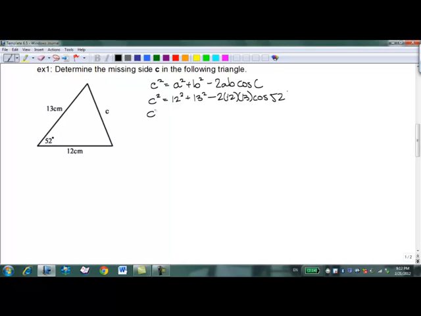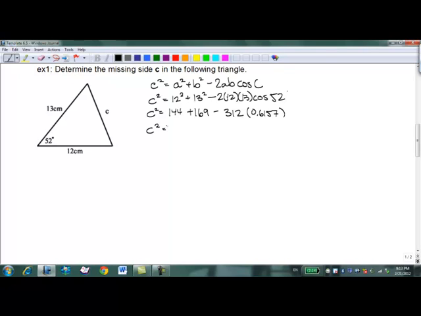Let me simplify this a little bit quicker. 144 plus 169. 2 times 12 times 13, that is 312. And let me go ahead and roll cos of 52 through my calculator. You should carry a bunch of decimals. I'm just going to write down 0.6157.